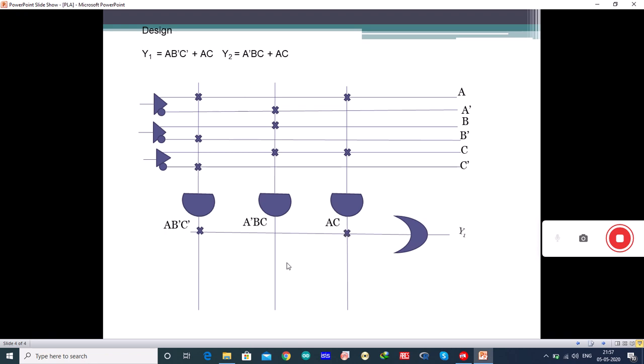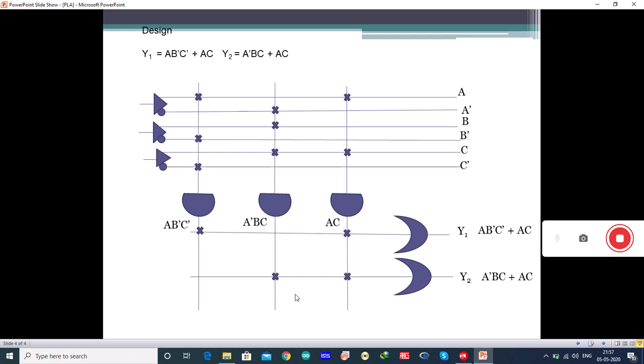Similarly, the next OR gate. So this becomes A, B bar, C bar. Now let us draw the next OR gate. For the next OR gate, if you see, you have A bar, B, C plus AC. Means here this is A bar, B, C and AC. Let us give the connections. It becomes your second output A bar, B, C plus AC.